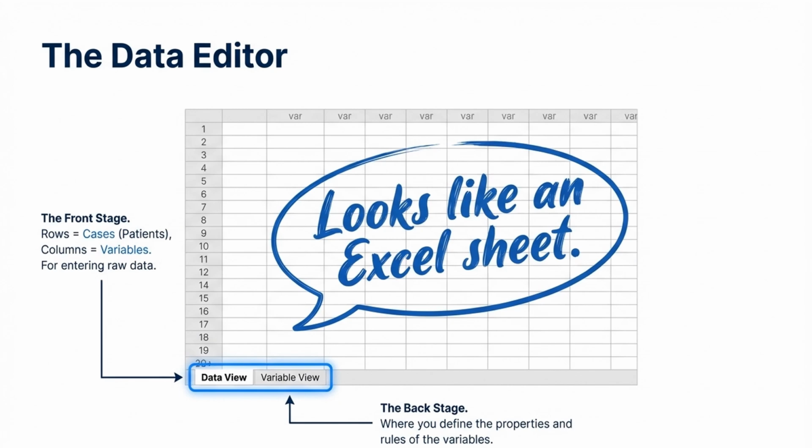The data editor, first window. Here we have two views, data view and variable view. The data view is the front stage. Here rows are called patients or cases and columns are called variables, for entering raw data. It looks like an Excel sheet. And the second view is the variable view, the backstage, where you define the properties and rules of the variables.